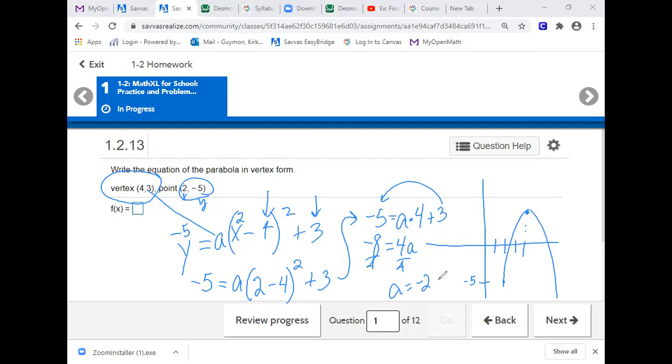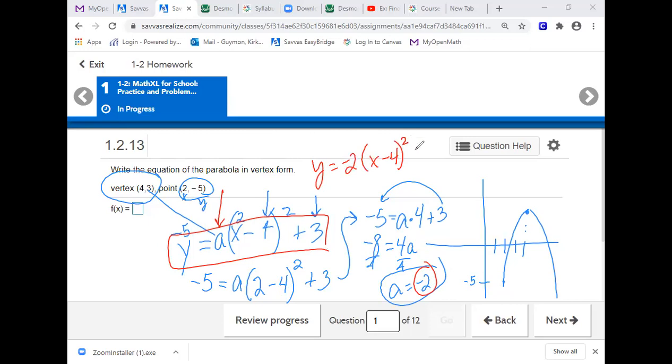And then once you take that number right there and you put that, in this case, -2 right here, that equation that you have at that point becomes your answer. So mine would have been y = -2(x - 4) squared + 3.